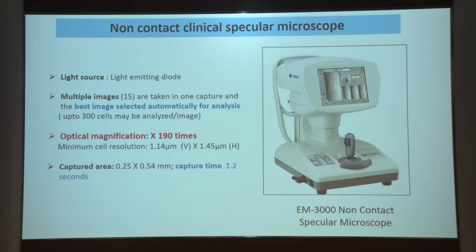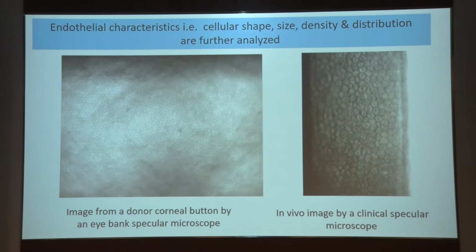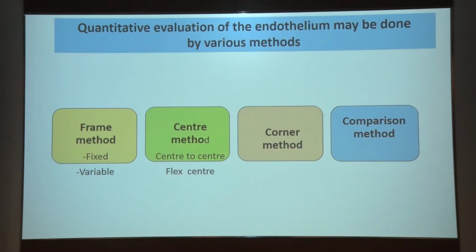A quick view of this, I have no financial interest. Basically, this machine is very easy to use. Any specular microscope, you use almost like an autoref. It takes very little time to capture, and the optical magnification is close to 200 times, which is why you can see the cells so well. Once you have captured the image, the endothelial characteristics can be seen. We need to evaluate the endothelium both in terms of qualitative parameters as well as quantitative parameters, the numbers as well as the quality of the endothelium.